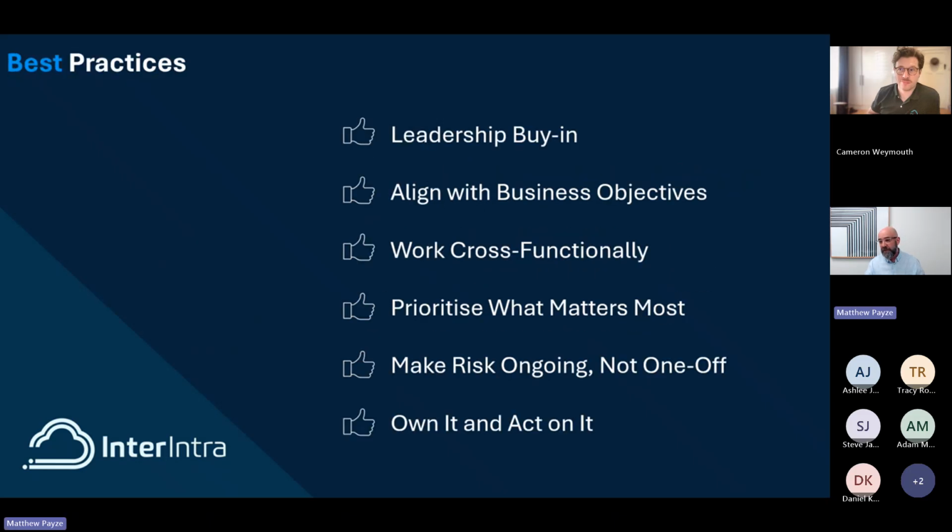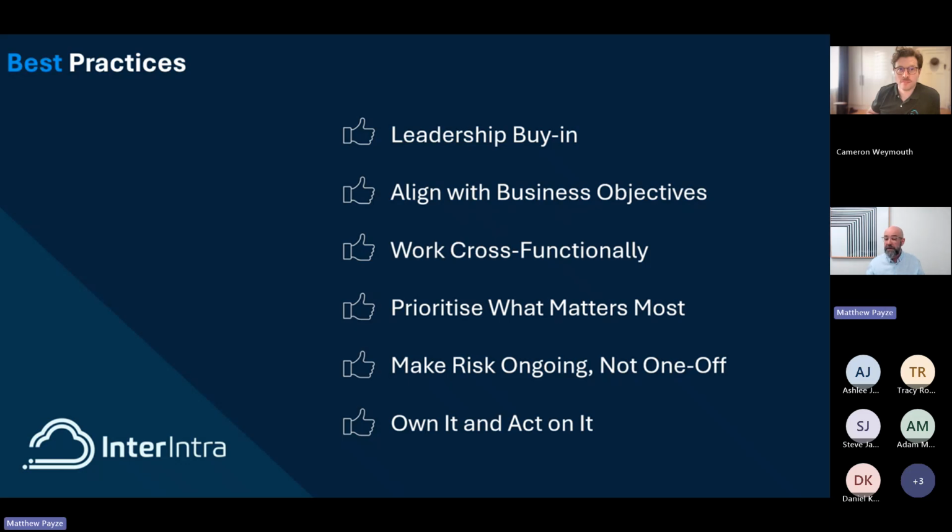So as far as best practices, the do's, you'll probably see the underlying theme here is the opposite of the don'ts. But leadership buy-in is key, right? From the start, top-down commitment is crucial, and also including key people from key departments so we can cover those categories, right? People in HR are going to identify different risks to people in IT. Aligning with business objectives, right? Tie risks to systems, data, strategic goals potentially, right?